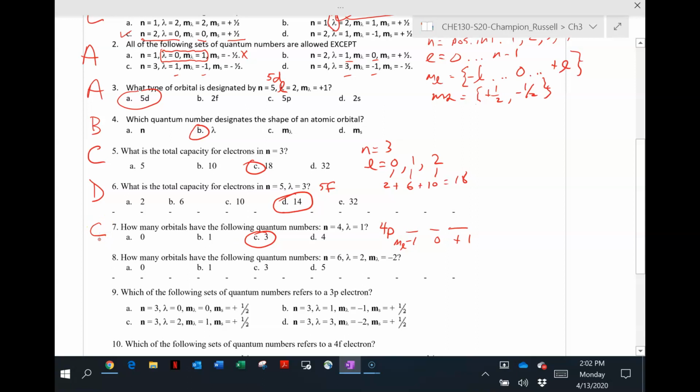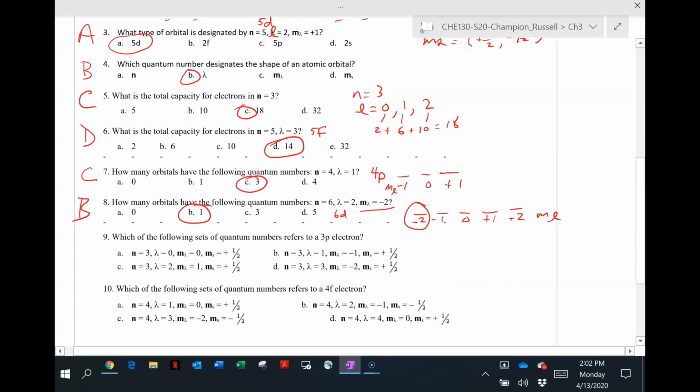Now, when we're talking about how many orbitals have the following quantum numbers, n equals 6, L equals 2, so that's a 6d orbital, right? But then specifying m sub L as minus 2, that's just one of those 5 6d orbitals: minus 2, minus 1, 0, plus 1, plus 2. Those are our m sub L values of these 6d orbitals. So just that one orbital is specified by that, so that's B.